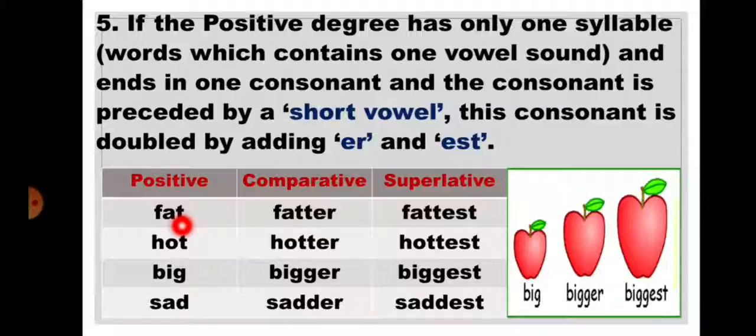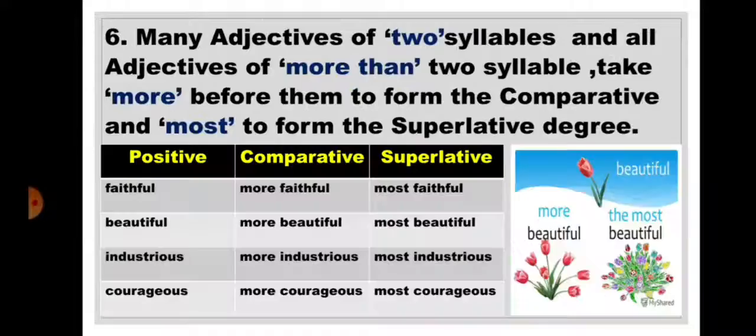the last consonant T and then we will add ER to the positive in order to make it a comparative degree, fatter. In superlative degree, again we'll double the last consonant T and then we will add EST to the positive in order to make it a superlative degree, fattest. Hot, hotter, hottest. Big, bigger, biggest. Sad, sadder, saddest.